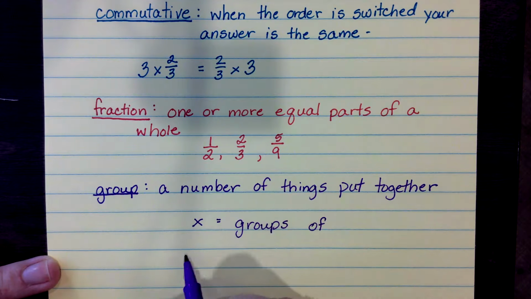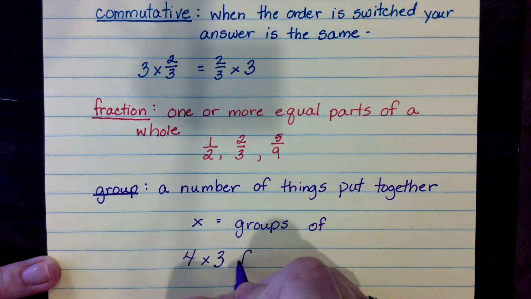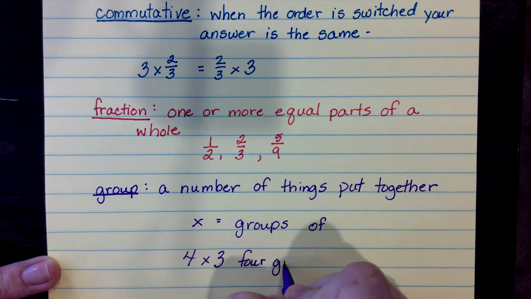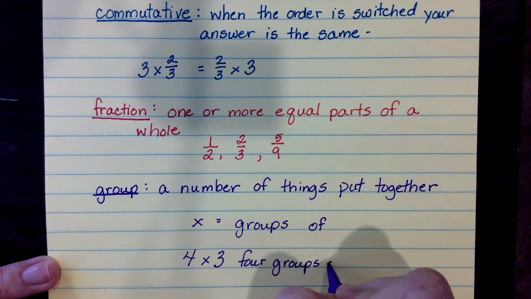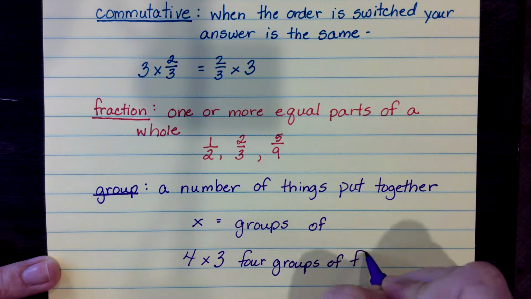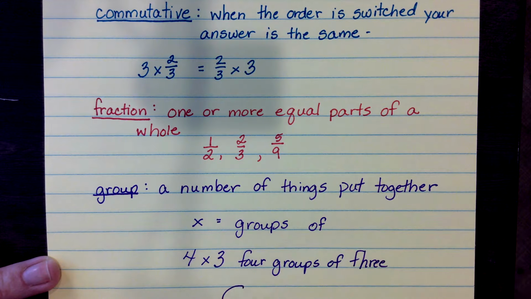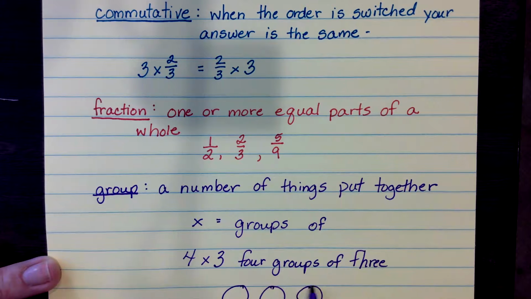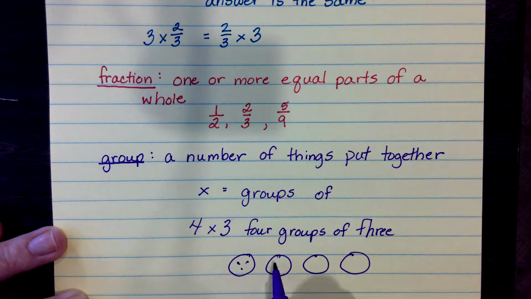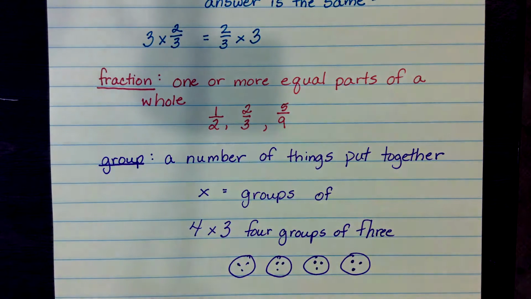So if we have 4 times 3, we are saying 4 groups of 3. Sorry, that 3 did not look very pretty. So it would be 1, 2, 3, 4 groups with 1, 2, 3, 1, 2, 3, 1, 2, 3, 1, 2, 3. Okay, so that represents 4 groups of 3.